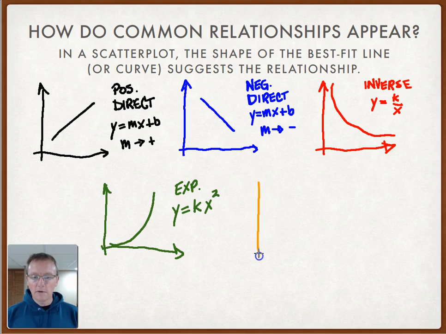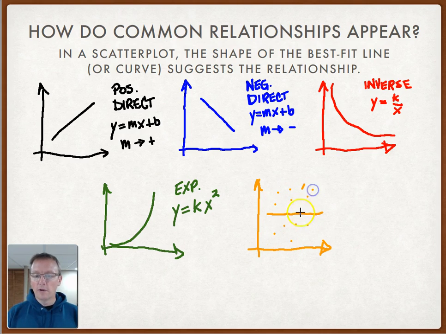And then the last one is the simplest of all, you'd be happy to know. It looks like this. Sometimes you get a line that goes perfectly horizontally. Sometimes you have just data points that are all over the place and there's no discernible relationship, and the answer for that one is there's no relationship.